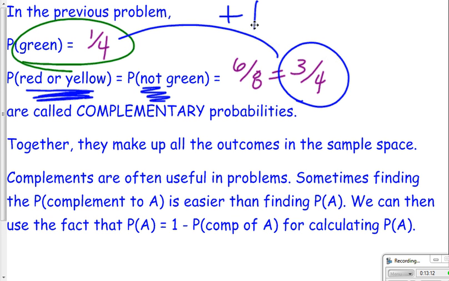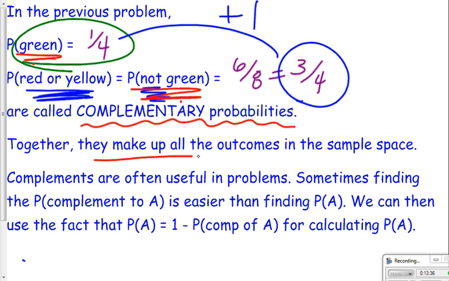When you have probabilities that add up to 1 or add up to 100%, those are referred to as complementary probabilities. They are 2 parts of the whole. We have green and we have not green. Those are opposites. And so their probabilities will be complementary. And together, the 2 events, green and not green, make up all the outcomes in the sample space. Sometimes in a problem, it's easier to find the complement and then subtract your answer from 1 rather than find the probability of the event directly. Just bear that in mind.